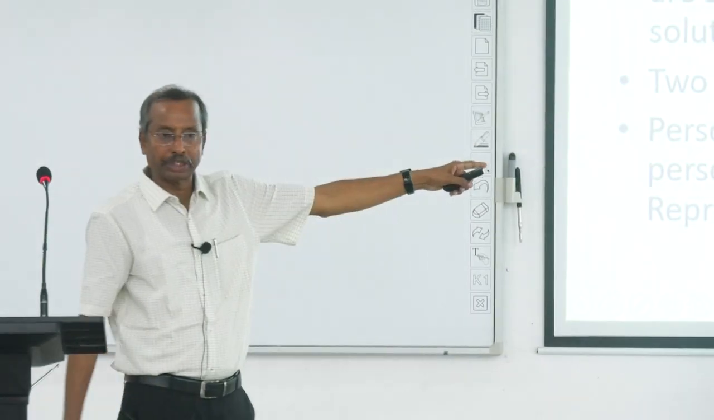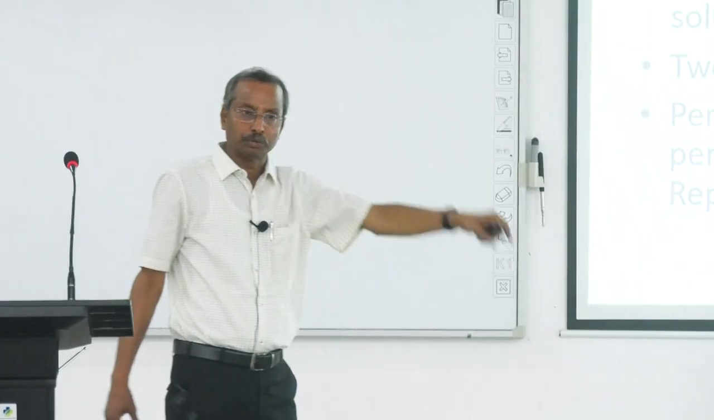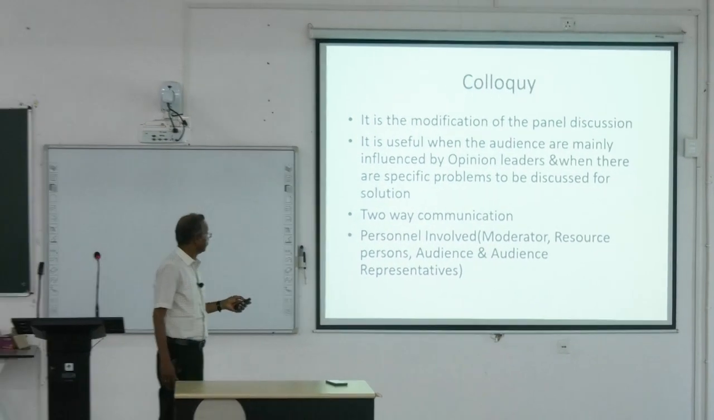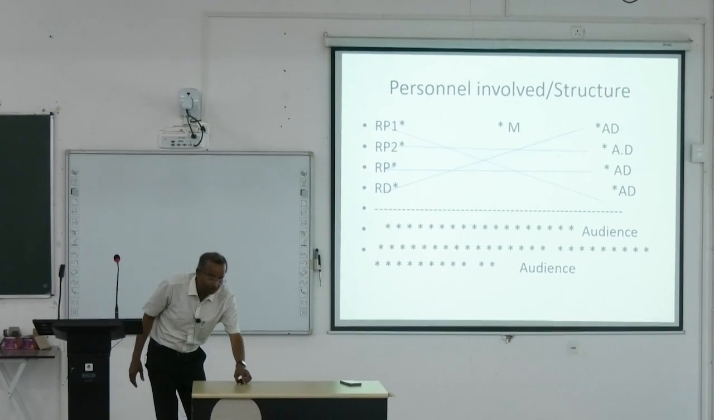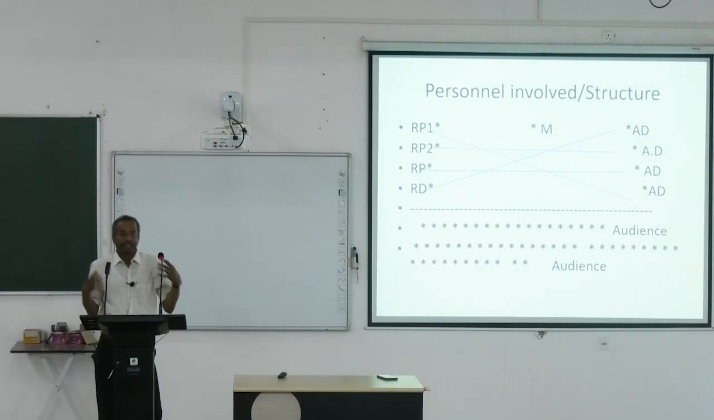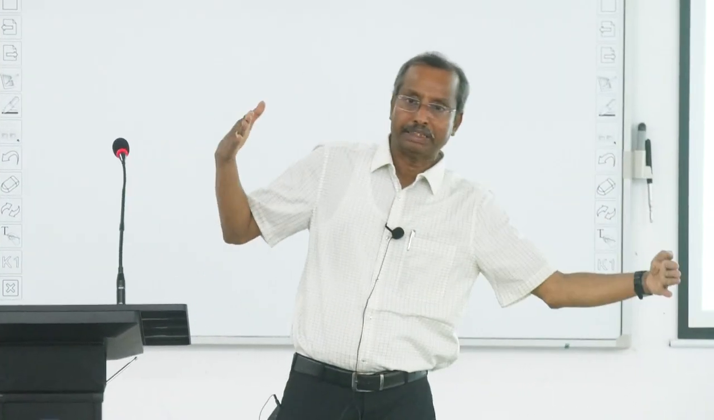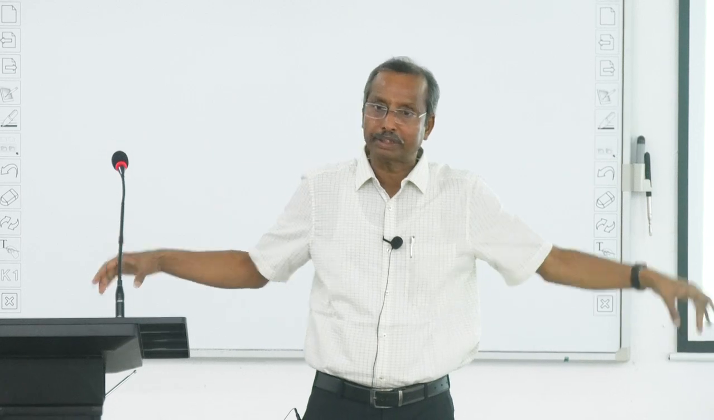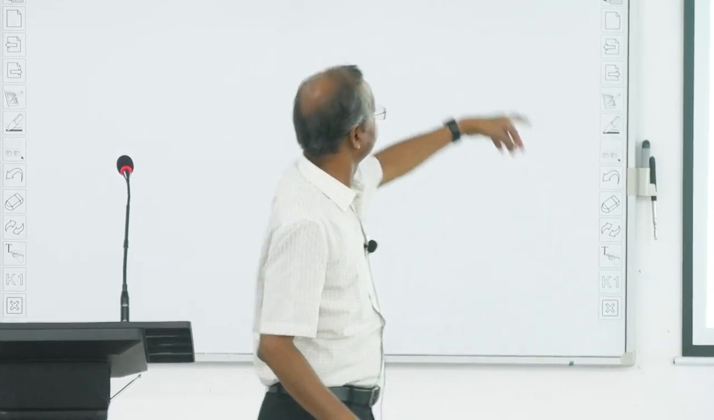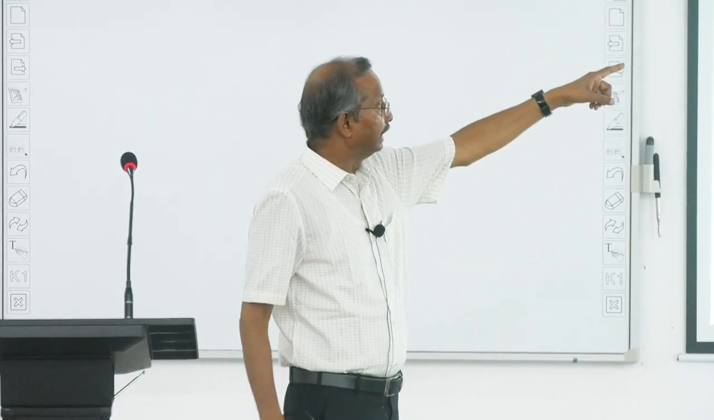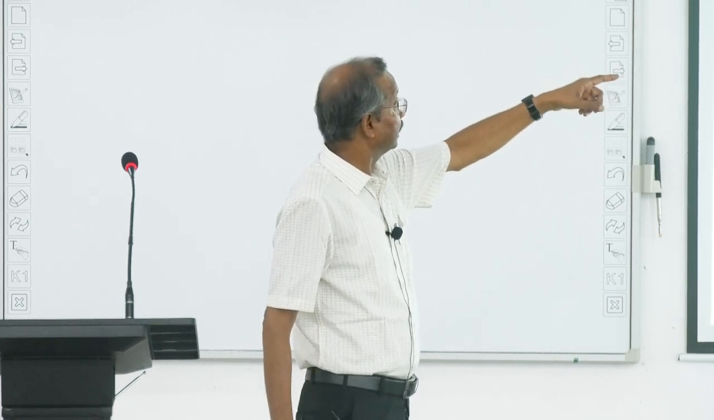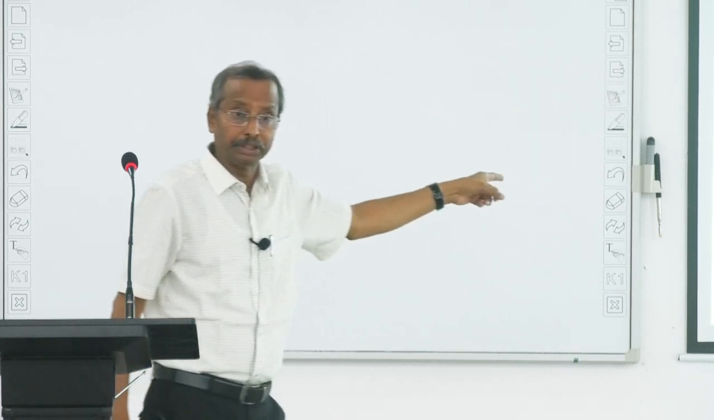Personally involved: the moderator must be there in the middle, resource persons on one side, and on the other side, audience or audience representatives will be there. This is the personal involvement. In panel discussions, the moderator will be in the middle, and on the left side and right side, both sides, panelists are there. But here, on one side audience representatives will be there, and on the other side, resource persons will be there.